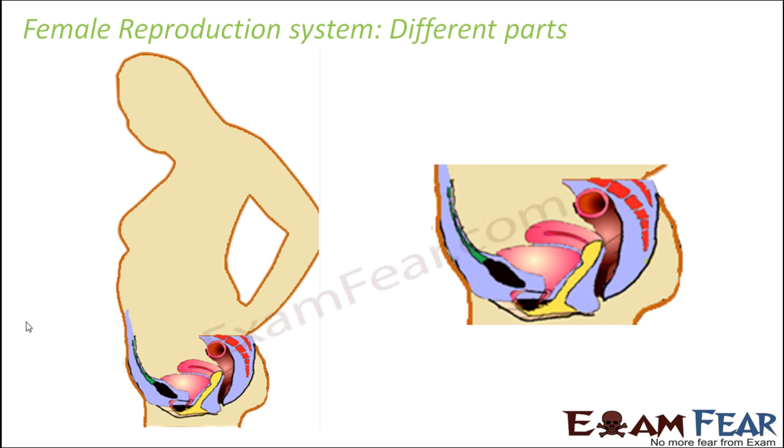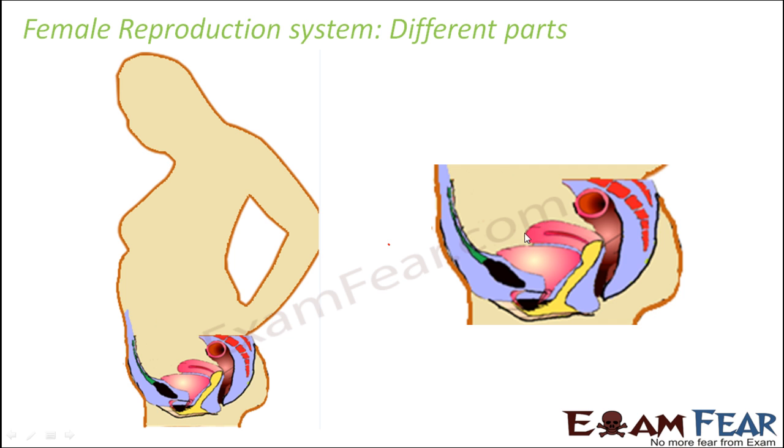Now we have discussed the different parts of the female reproductive system. So let us quickly have a look at the various parts which we have discussed so far. If you see the female's body, you will see the reproductive system located somewhere below the pelvis, near the pelvic cavity. If you magnify this reproductive part of the female's body, you can see it this way. Let us quickly look at the different parts here.